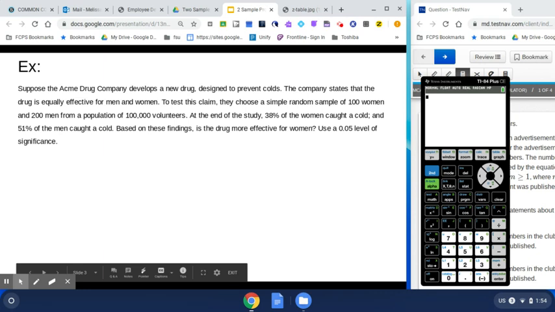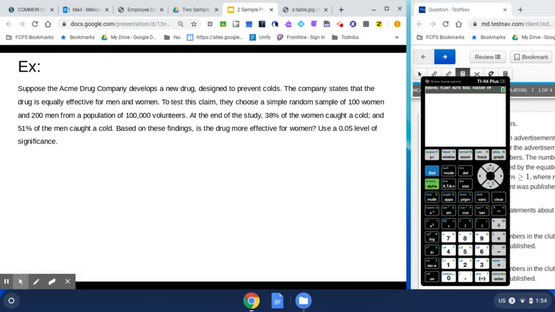It says, suppose the Acme Drug Company develops a new drug designed to prevent colds. The company states that the drug is equally effective for men and women. To test this claim, they choose a simple random sample of 100 women and 200 men from a population of 100,000 volunteers. At the end of the study, 38% of the women caught a cold and 51% of the men caught a cold. Based on these findings, is the drug more effective for women? Use an alpha level of 0.05.